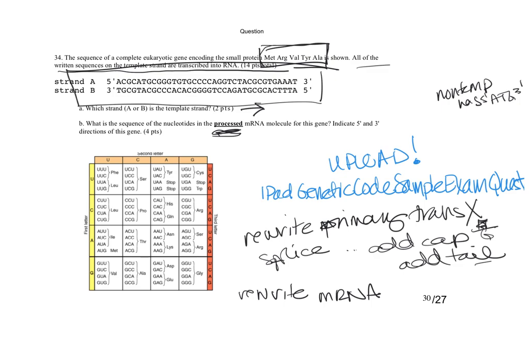Completely processed, so that what it makes when it goes to translation, if you stick it through translation, you're going to get MET, ARG, VAL, TYR, ALA. Okay, that's what you have to get. If you get to here and you don't get that, you made a mistake somewhere. Check your splice. And that's it. Thanks so much.